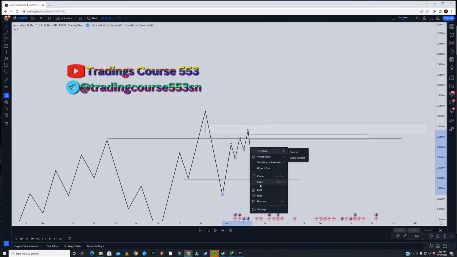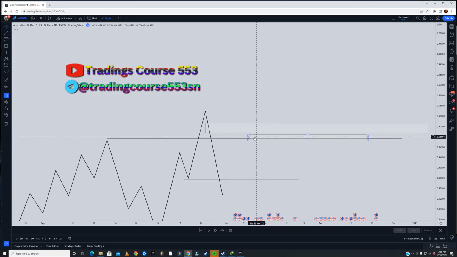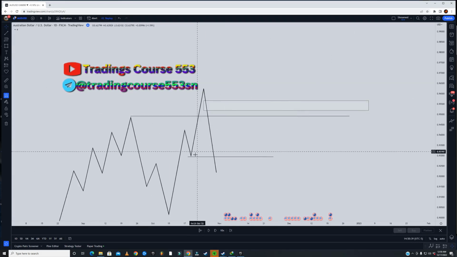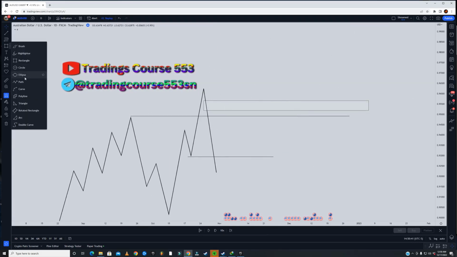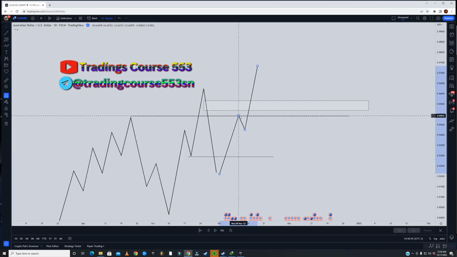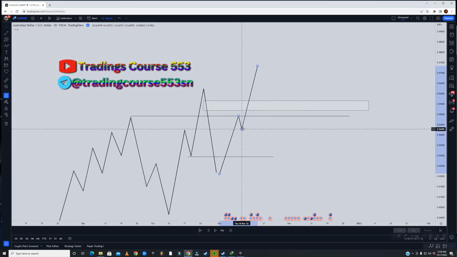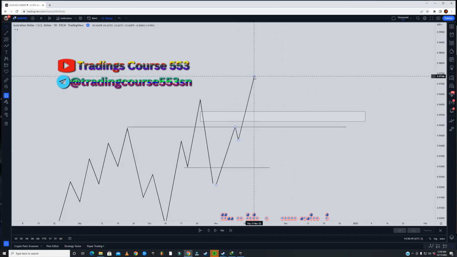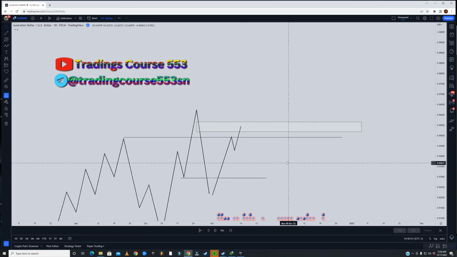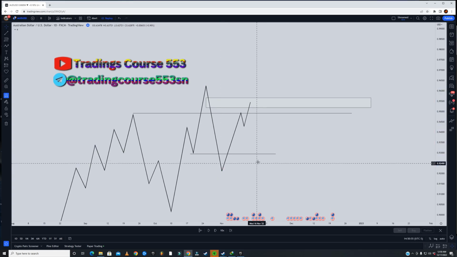When you are not using confirmation entries, what sometimes can happen is, you have your A, B, C, and you have broken the structure, but price can simply just stop you out. So I think it's better to look for confirmation entries. When you have your ABC setup, you wait for confirmation on a smaller time frame.